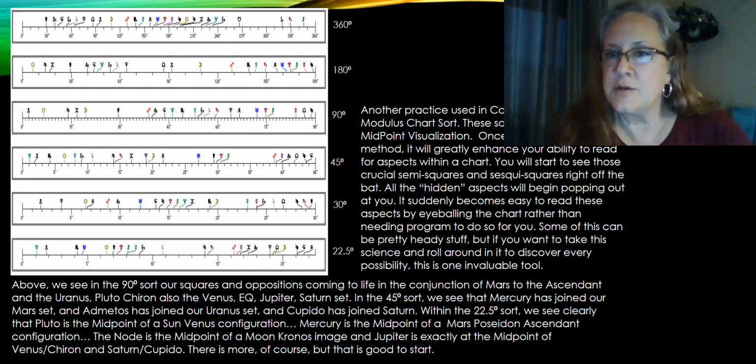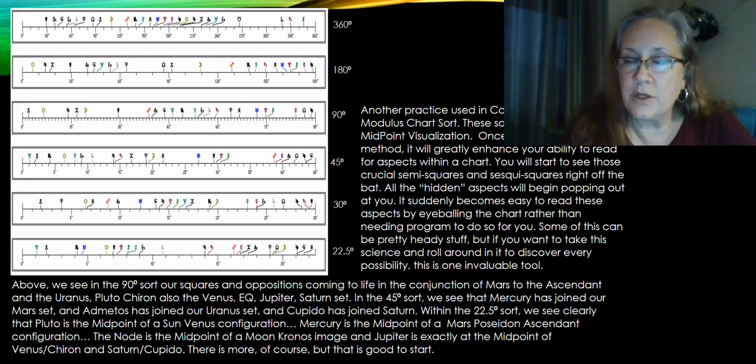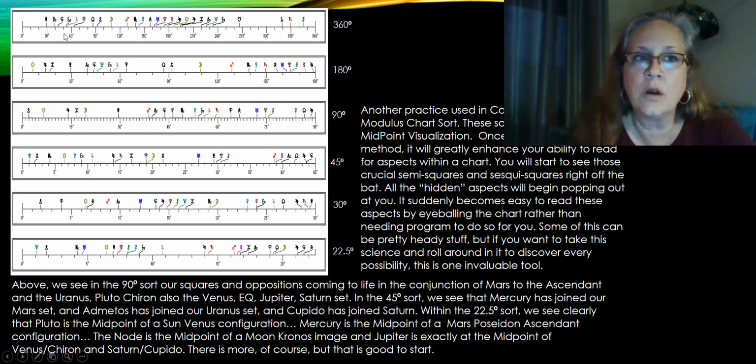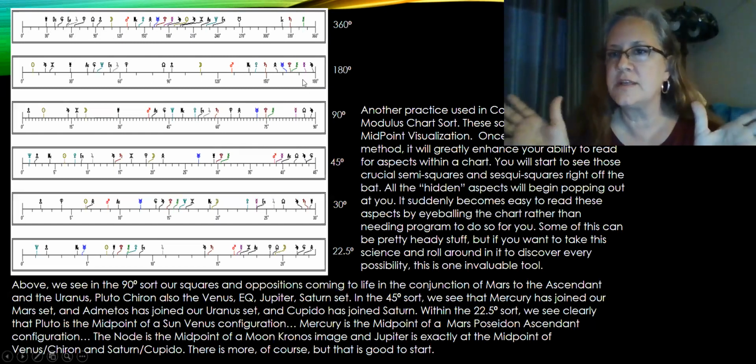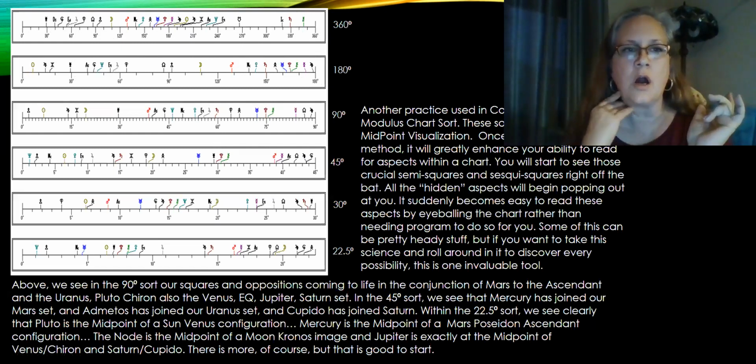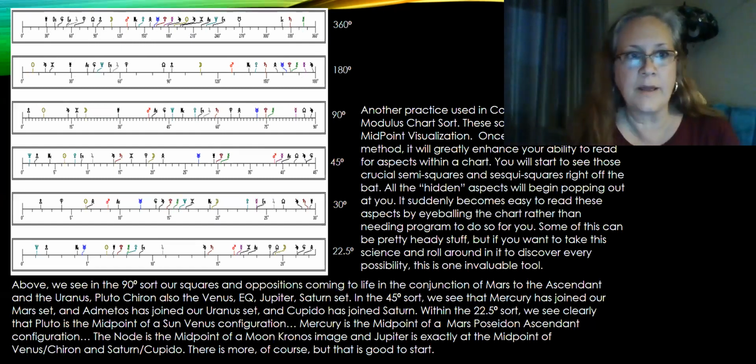So another practice used in cosmobiology as well as in the Uranian astrology is the modulus chart sort. And here, this is the 360-degree sort. This is how my chart in particular played out through the 360 degrees. But as we go on down, we can see I've got the 180 here, and we can see how things shift. So consider that the 360 to the 180 is just folding it in half and still laying your components out that way.